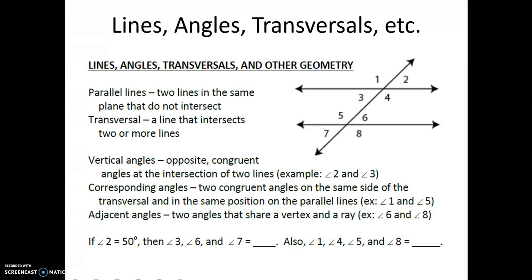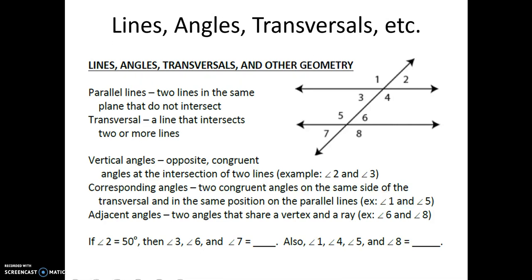Lines, angles, transversals, etc. We did not work with transversals. You will work more with those next year. But we have done most of the rest of the information. So, lines, angles, transversals, and other geometry.